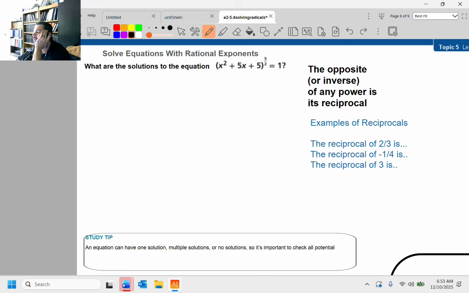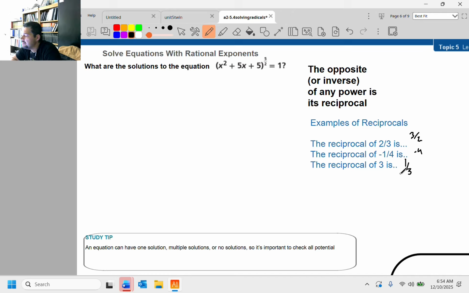All right, what are the solutions of this bad boy? X squared plus 5x plus 5 to the 5 halves is 1. Off to the side, I have a little note. The opposite or inverse of any power is its reciprocal. The reciprocal of 2/3 is 3 halves. The reciprocal of negative 1/4 is negative 4. The reciprocal of 3 is 1/3. You flip the number. That's all you do. You don't change signs. You just flip the number.